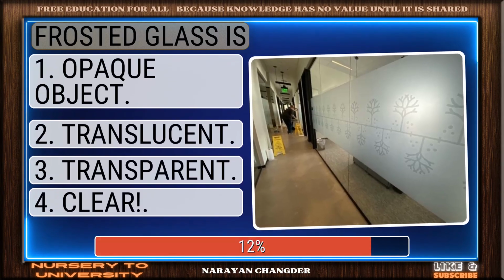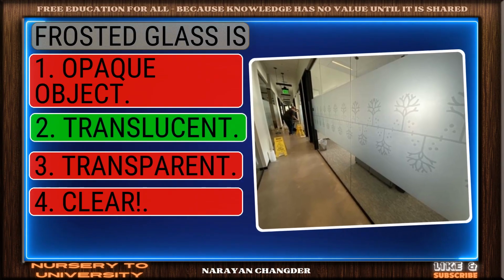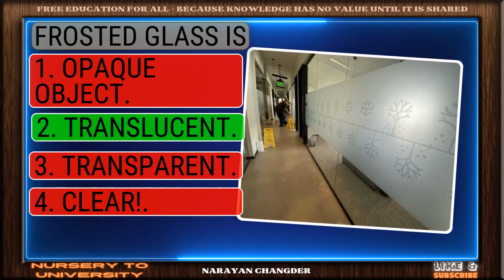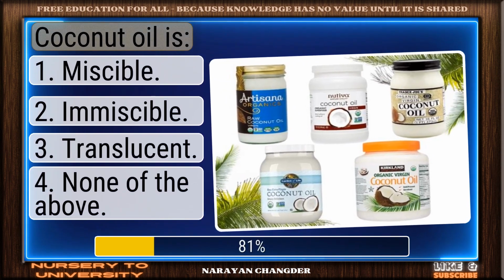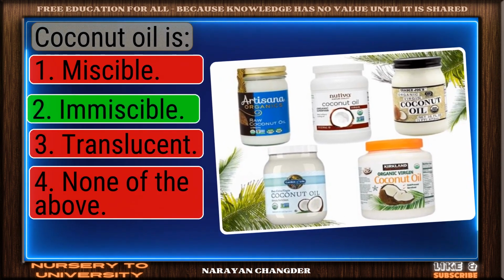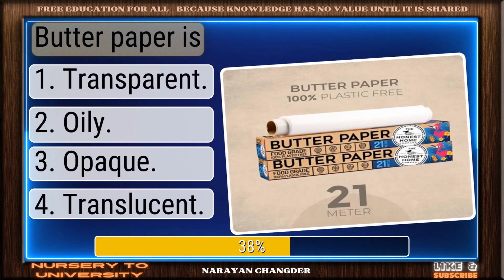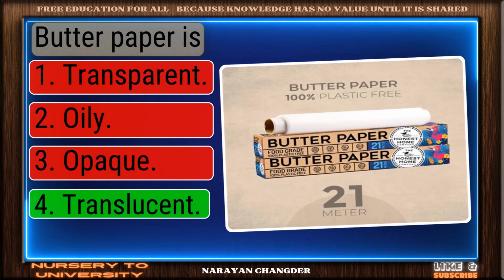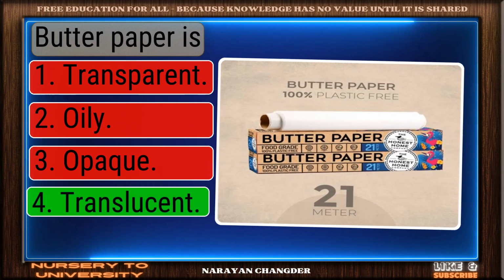Frosted glasses. Well reasoned. Translucent is the correct choice. Coconut oil is. On track. Immiscible is the correct answer. Butter paper is. Great job. Translucent is the accurate answer.